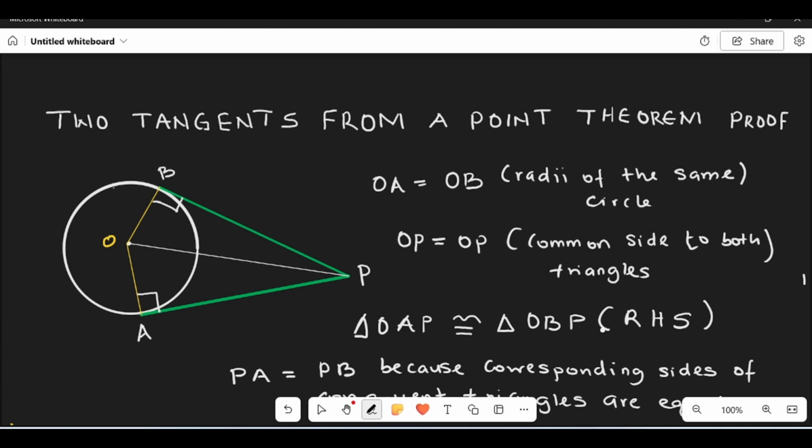Also, I want you to know that the line joining the external point and the circle center bisects the angle between the tangents. That means this angle is equal to this angle, and also this angle is equal to this angle too.